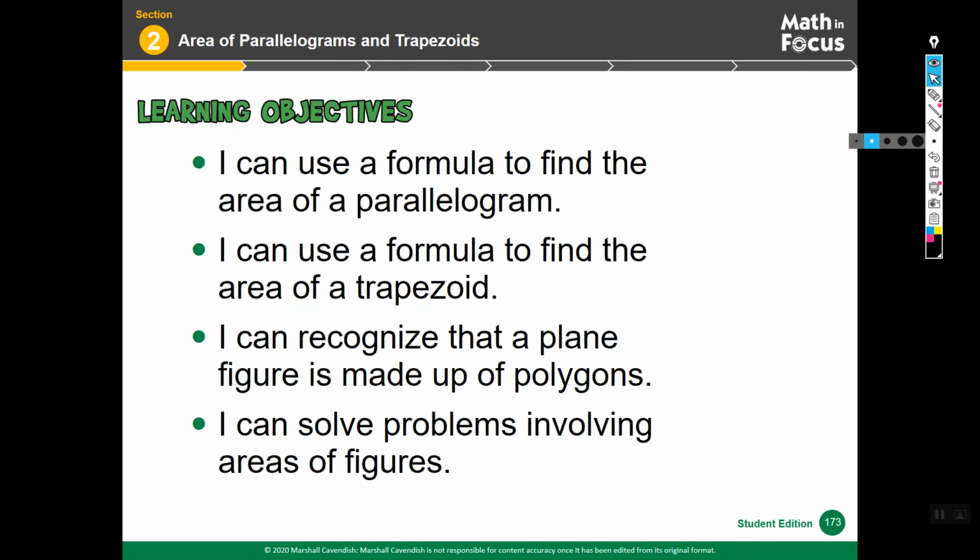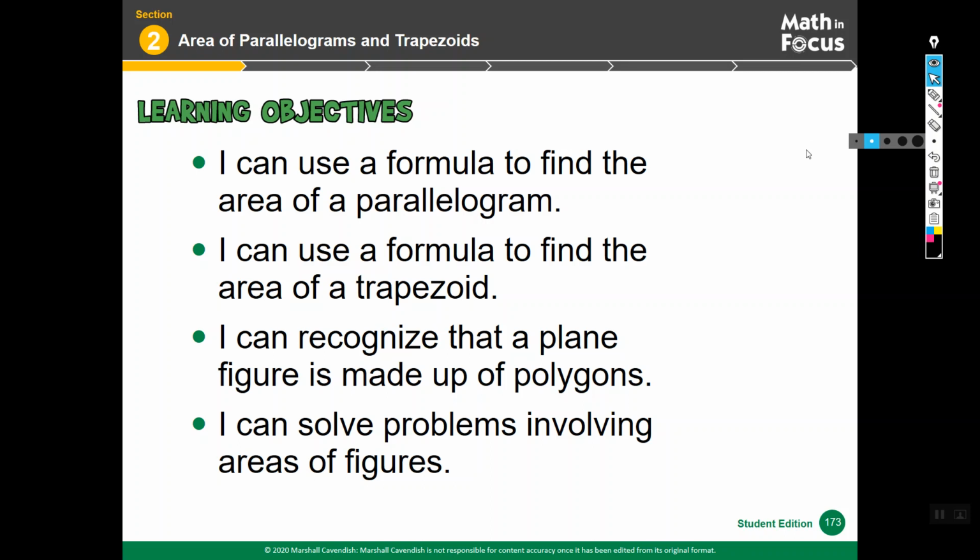So our objectives today: I can use a formula to find the area of a parallelogram, and I can use a formula to find the area of a trapezoid. I can recognize that a plane figure is made up of polygons, and I can solve problems involving areas of figures. So those are our objectives today. We'll talk about each one of those.